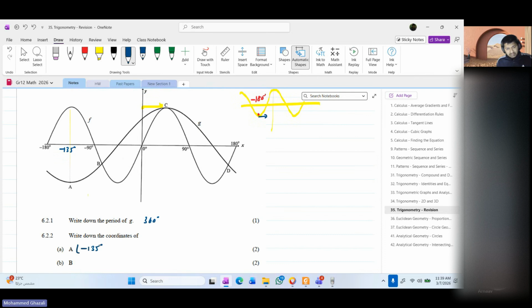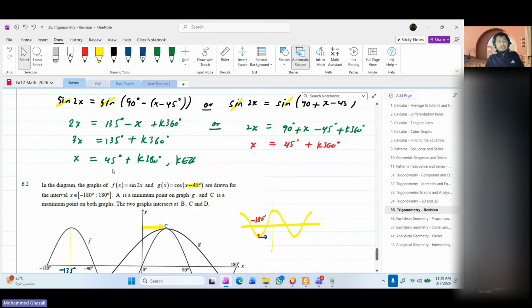Negative 135 and negative 1. What's the coordinates of B? The coordinates of B is a point of intersection, so you need to look in your general solutions. In your general solution, you had 45 degrees plus K360. Wait a minute, why did we get the same answers in both cases here? 45 plus K360. Oh, it's not K360, it's K120. Be careful.